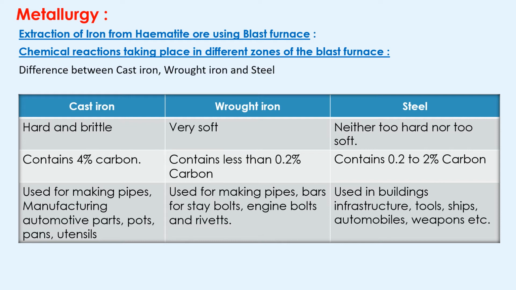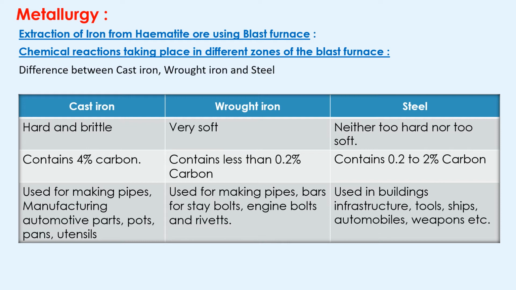Then steel, which we are using in our day-to-day life, is neither too hard nor too soft and contains 0.2 to 2% carbon and is used in building infrastructure, tools, ships, automobiles, weapons, etc. Okay, so these are some uses and they can be distinguished between your iron, that is cast iron, rough iron and steel.